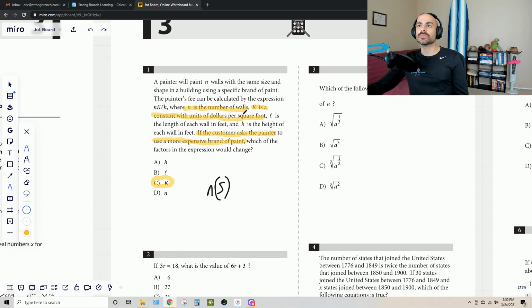And that's what it comes down to. K itself, even though it's a constant, in this case is the one thing that's affected by the price of paint, because everything else isn't.